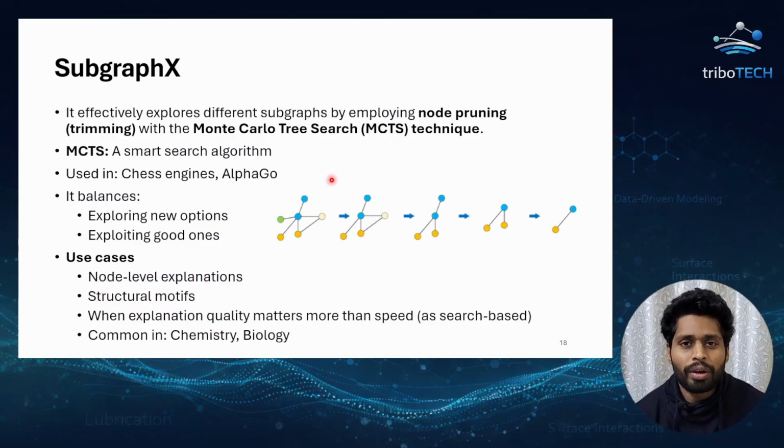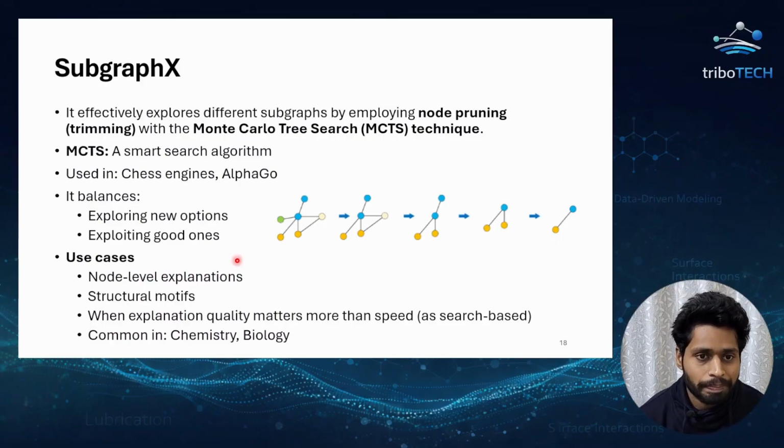We will not go into the details of Monte Carlo search techniques. The only thing you should know at this point is that it is a smart search algorithm which is also used in chess engines and AlphaGo, and it balances exploring new options and exploiting good ones. So it's a search-based technique, and this visual basically shows the node trimming technique, which I discussed right now, to arrive at the important subgraphs.